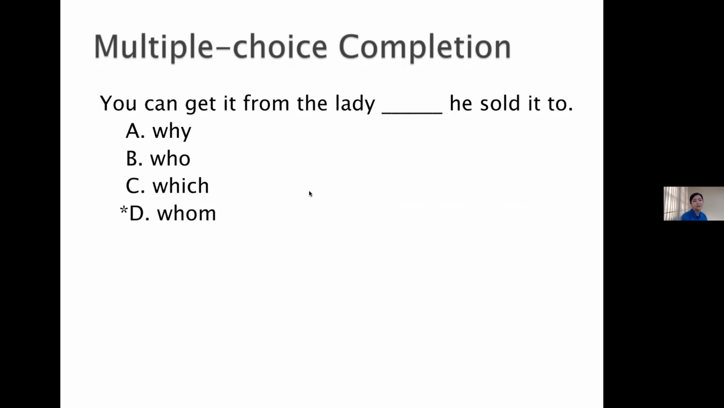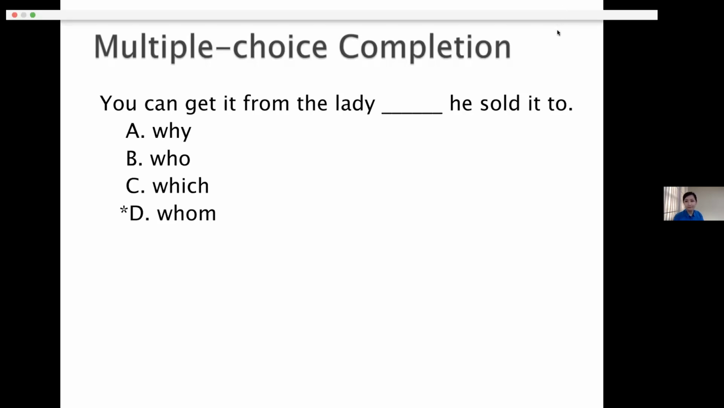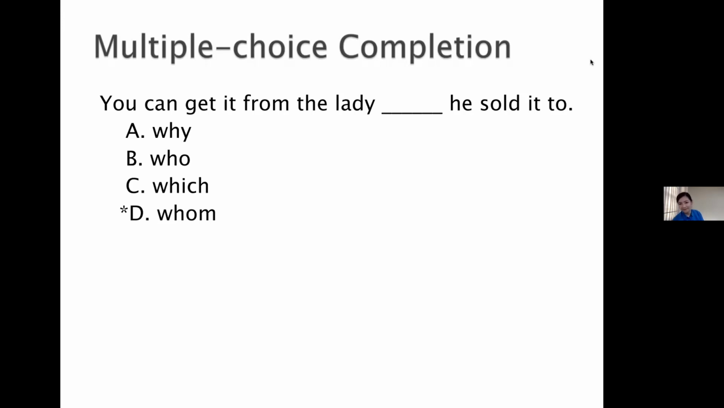What about this one? Is this okay or not? We can get it from the lady. She sold it to. 1 is okay, 0 is not okay. Ajahn Suchada said not okay. Ajahn Siddhisak said okay. All right, all right. This one is not okay.